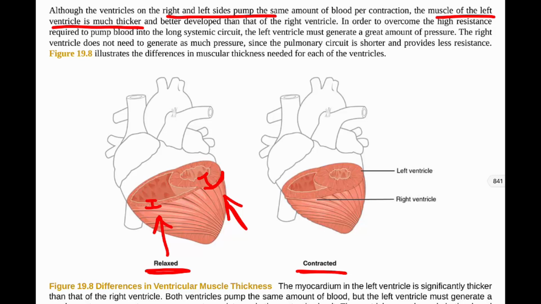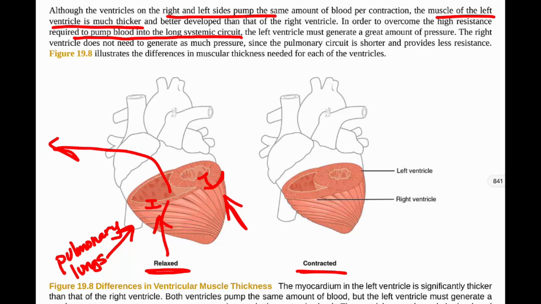So our right side of the heart, remember, goes to the pulmonary circuit, which is basically going to the lungs. So it doesn't have to pump it that hard, right? There's not much resistance. It's just kind of pumping it out so it goes here. Those aren't the spots where they go out, by the way. I just wanted to get that written there. So here and there, going right to the lungs.